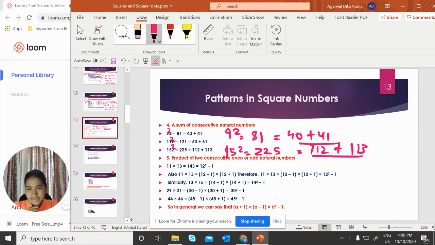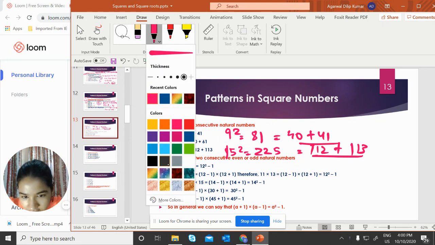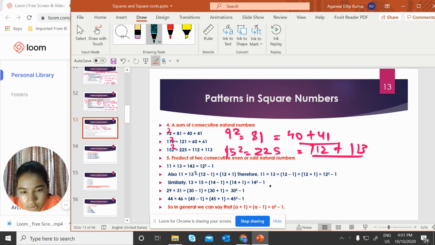What does the 5th pattern say? Let me take a good color. Okay. So what does the 5th pattern say? Product of two consecutive even or odd natural numbers.